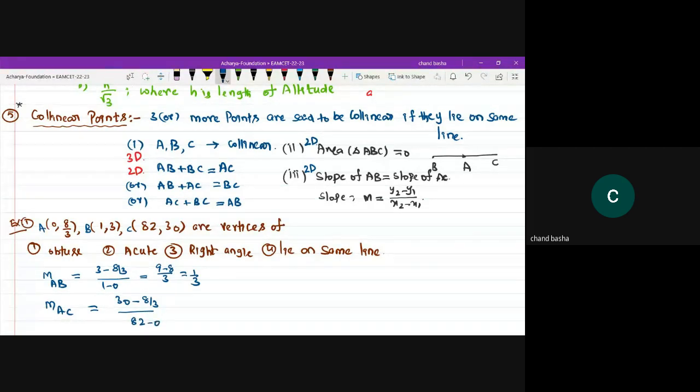82 minus 0. This is equal to, it is 90. Yeah, so it is 30 minus 8 divided by 3. That means it is 90 minus 8 divided by 3 by 82. 90 minus 8 means it is 82 by 3 divided by 82. Your 82 will get cancelled. Your answer is 1 divided by 3. As you know, the slope of AB is equal to the slope of AC. So your points lie on the same line.